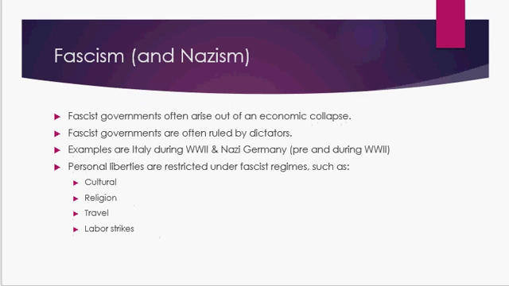Fascism and Nazism. Fascist governments often arise out of an economic collapse. If this was more of a history class, I would go on and on about how Nazism came out of the economic devastation after World War I. So I shan't go into it too much, but it is part of what we're talking about, so I'll go into it a little bit because I am a history nerd. The examples are going to be Italy during World War II and Nazi Germany.